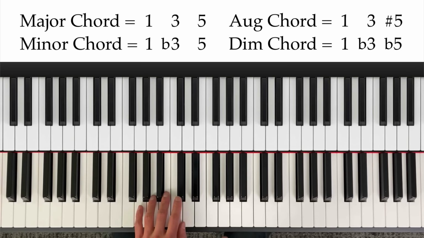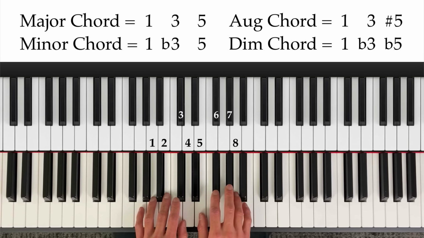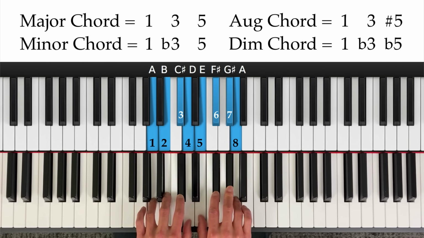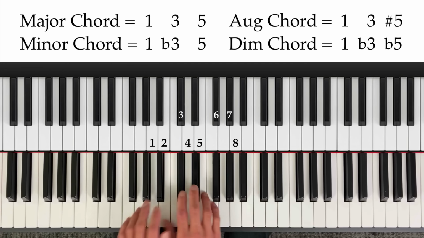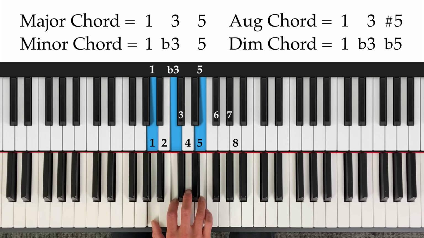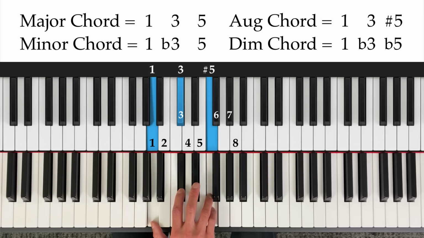Now say we want to play A chords. So here's our A scale. 1, 2, 3, 4, 5, 6, 7, 8. So our A major chord is 1, 3, 5. Our minor chord is 1, flat 3, 5. Our diminished chord is 1, flat 3, flat 5. And our augmented chord is 1, 3, sharp 5.